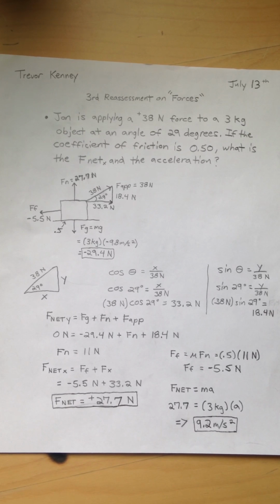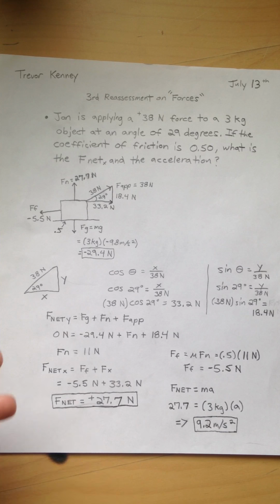Alright, this is my third reassessment on forces, and the problem reads: John is applying a 38 Newton force to a 3 kilogram object at an angle of 29 degrees. If the coefficient of friction is 0.50, what is its F net and its acceleration?